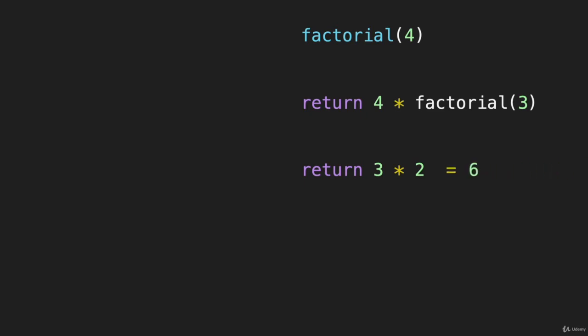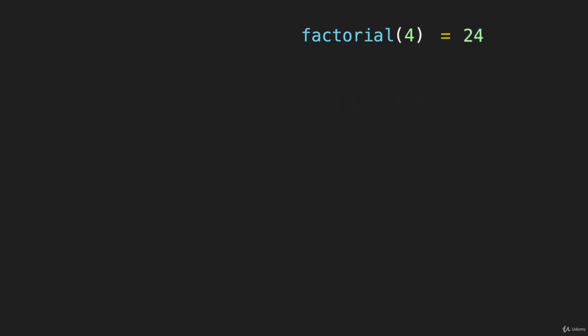3 times 2 is 6, and we return that here. 4 times 6 is 24, and we return that here. And that's our answer for factorial of 4.